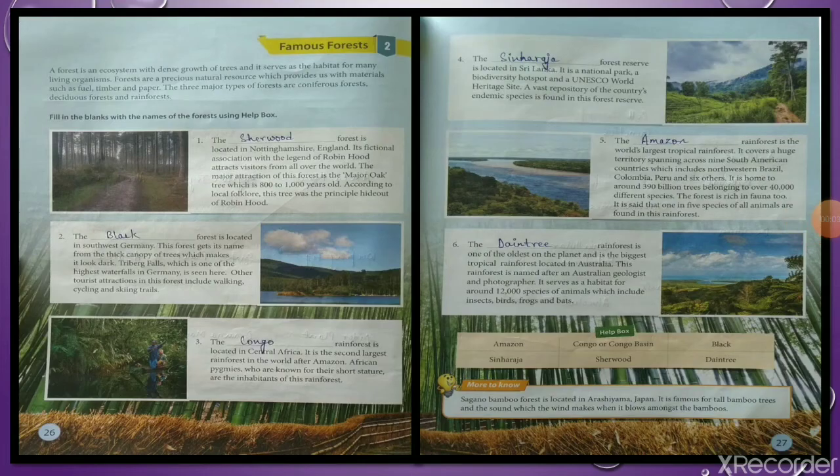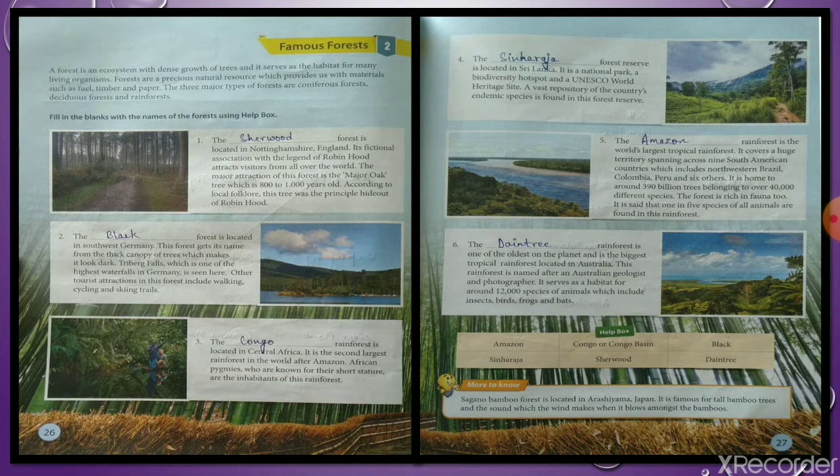Now students, the next part in unit 4 is famous forests. A forest is an ecosystem with dense growth of trees and it serves as a habitat for many living organisms. Forests are a precious natural resource which provide us with materials such as fuel, timber and paper. Means so many other things are also provided by forests. The three major types of forest are coniferous forest, deciduous forest and rainforest.